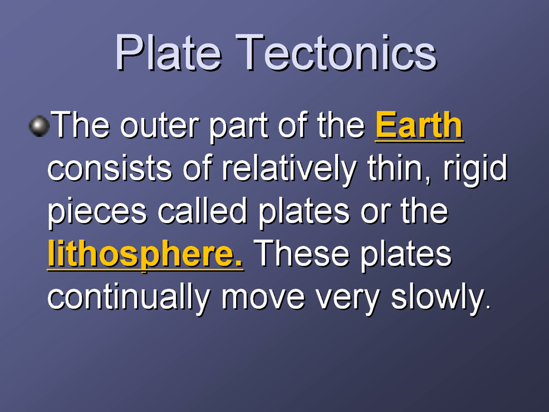Now we're going to start by talking about the outer part of the Earth. If you remember, the outer part of the Earth consists of a relatively thin, rigid piece called plates. In the last section, we didn't actually call them plates. I might have referred to them as plates, but I called it the lithosphere. Remember, the lithosphere is all of the crust and the very top part of the mantle. This word lithosphere is used quite a bit. In fact, sometimes the word lithosphere is used with the word plates, and scientists refer to the plates as being the lithospheric plates. And these plates are continually moving very, very slowly.